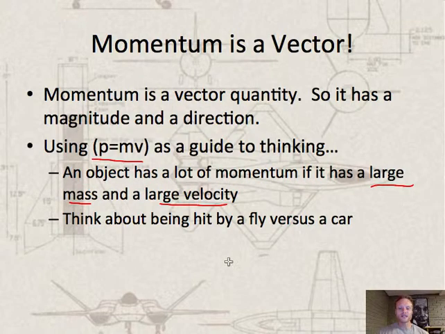And so again, think about a fly versus a car. Well, a car is going to have a lot more momentum because it has a lot more mass than, say, a fly does. All right.